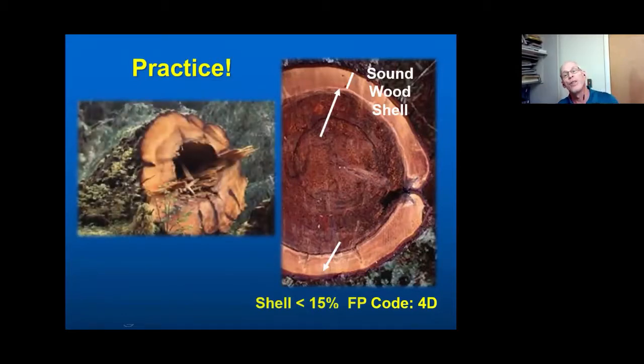So just comparing the tree on the right to the one on the left, pretty obvious to my eyes that on the one on the right, you're not coming up with a sound wood shell. And the one on the left, you're exceeding that 20% threshold that you would have even with an opening. So this would be something where you're knocking it down into a 2.